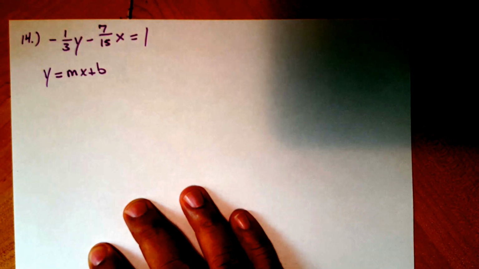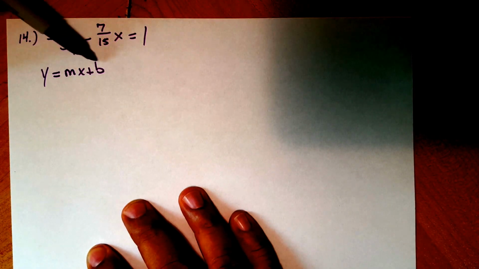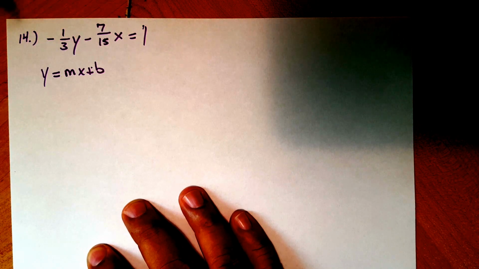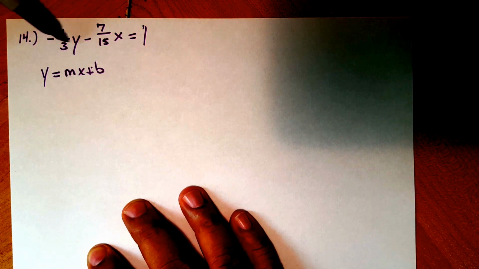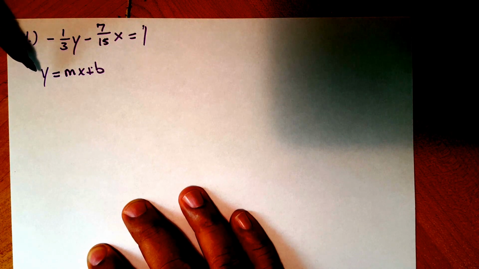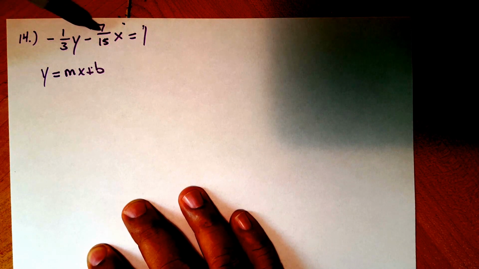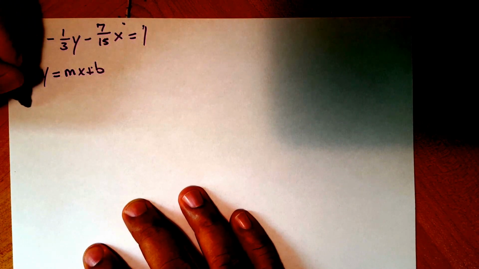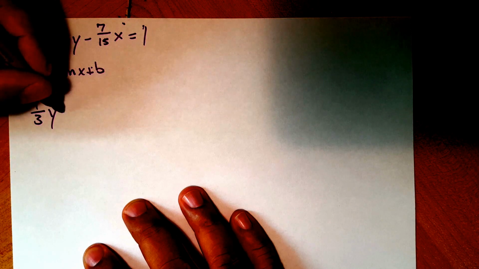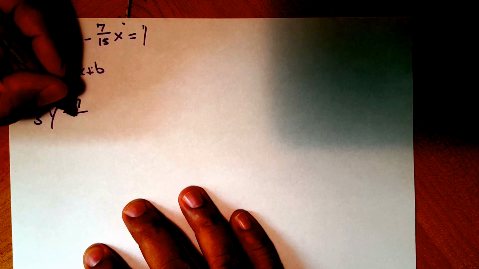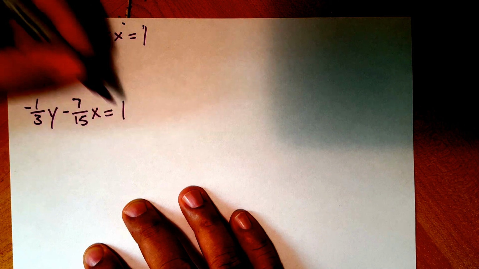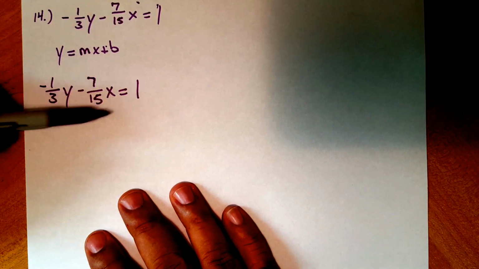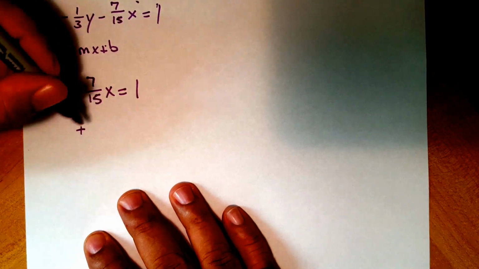mx plus b. So what do I have? I already have a number over here on the right-hand side. Let's just keep it there. Let's not play with it. Let's not move the y, because I want the y on the left-hand side. Let's move this, because this I want on the right-hand side of my equal sign. So I will rewrite it so it's a little bit clearer. And what I'm going to do to move this is just add 7/15 x to both sides.